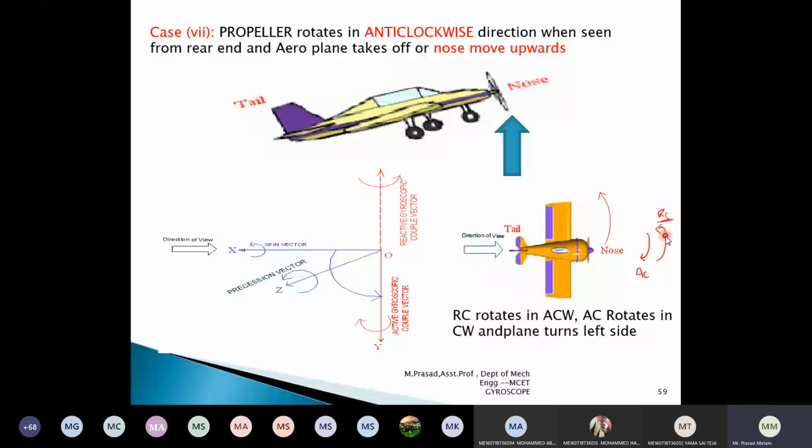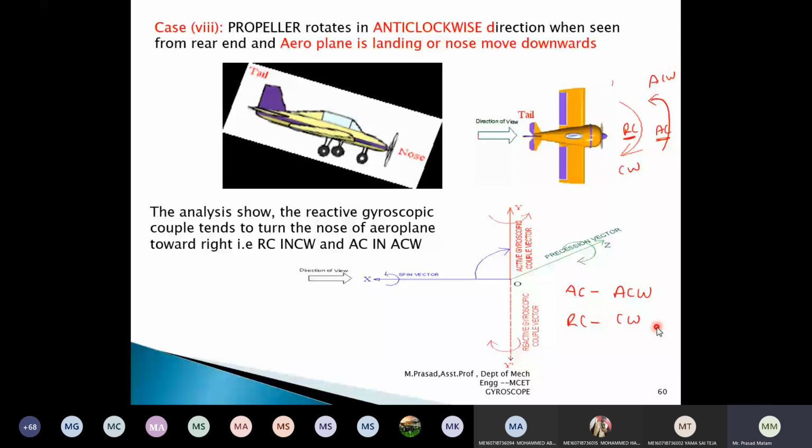And last case, propeller rotates in anti-clockwise direction. You can see from the rear end, and aeroplane is landing or nose moves downwards. This is the direction of the aeroplane for the landing case. Consider the active couple and reactive couple. How active couple is moving in anti-clockwise motion. How reactive couple is moving in clockwise motion. You can see reactive couple is moving the clockwise motion and active couple is moving in the anti-clockwise motion.